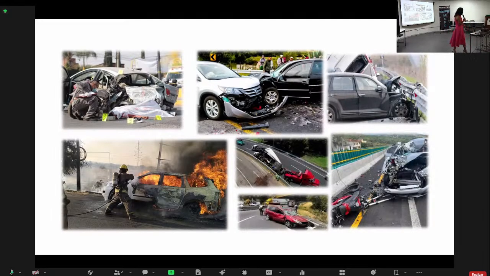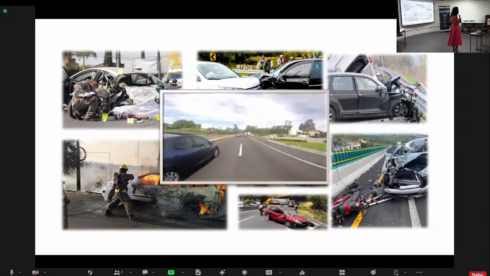This is a very bad situation, and in 2017, on the Cuernavaca highways in Mexico, an incident like this occurred.